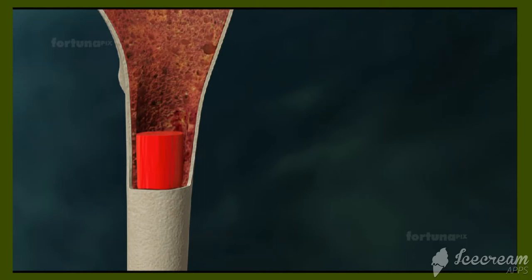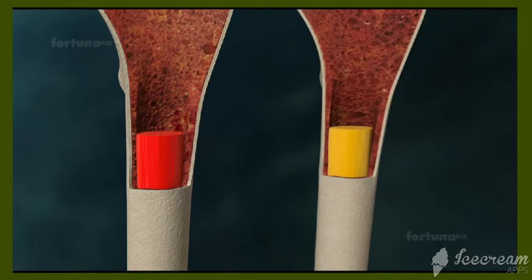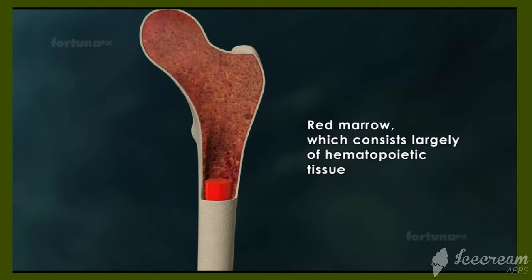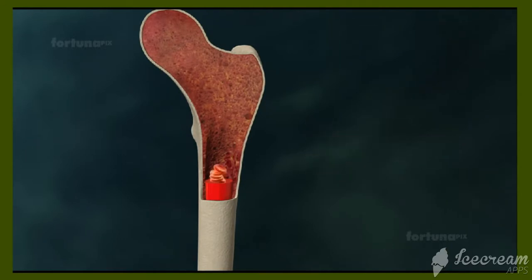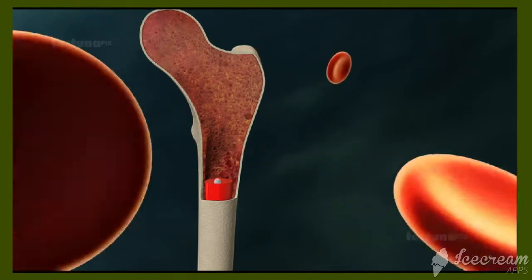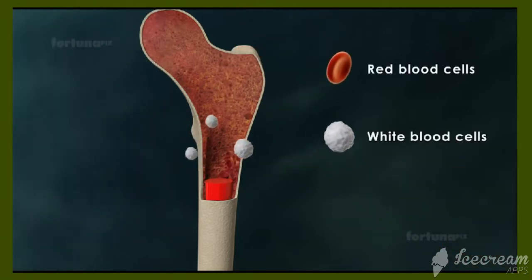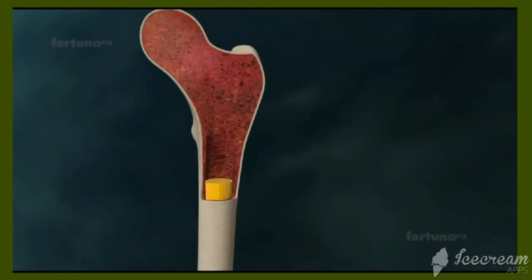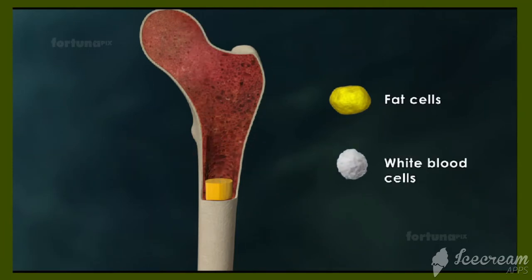Inside the bones can be found a soft spongy tissue known as bone marrow. There are two types of bone marrow, red and yellow. Red marrow, which consists largely of hematopoietic tissue, is responsible for the production of red and white blood cells as well as platelets. Yellow marrow consists largely of fat cells and produces some white blood cells.